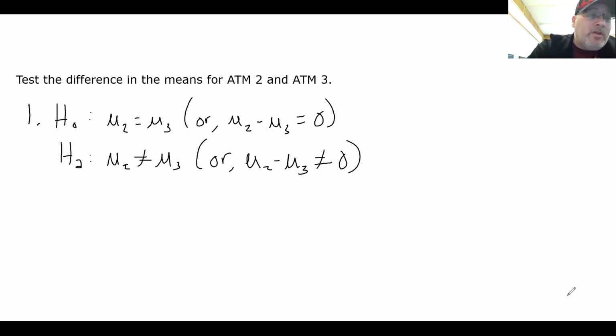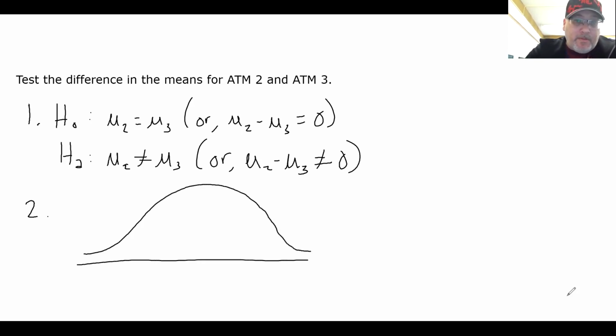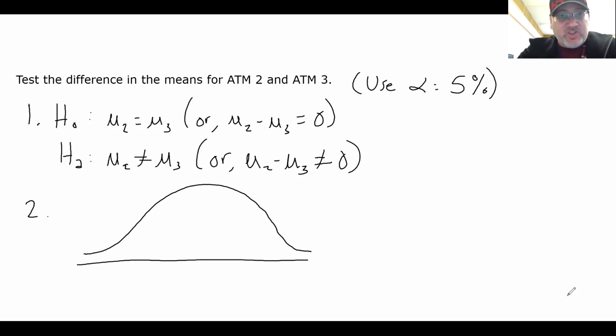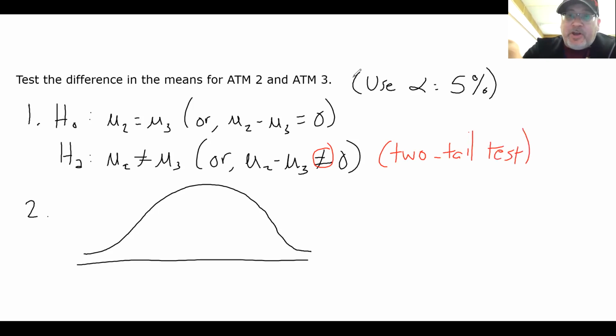That was pretty easy. Our second step is to calculate the critical value, which means we need to draw a picture. Here's the curve. And even though I didn't state it, I'm going to go up here and write use alpha equals 5%. But again, in the absence of a clearly stated significance level, you assume it's 5%. All right, so where does that 5% go? Left tail or right tail? Trick question. It's a two-tail test. Because the alternative hypothesis contains not equal to, this is a two-tail test. So we still have to make that observation. Two-tail test. All right, so we cut off two tails.